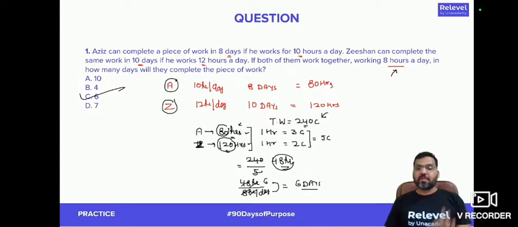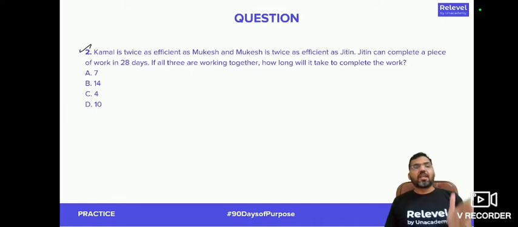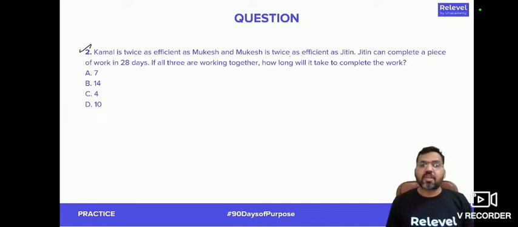Now let's move on to the next question. Question number 2. Kamal is twice as efficient as Mukesh, and Mukesh is twice as efficient as Jitin. Jitin can complete a piece of work in 28 days.